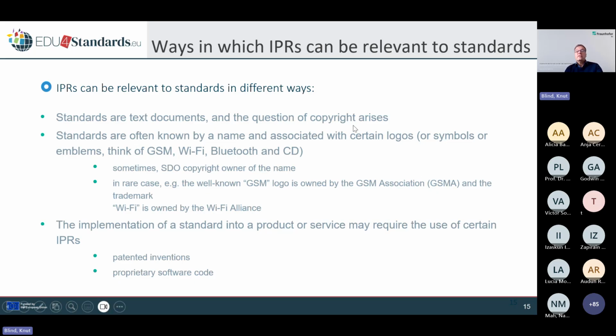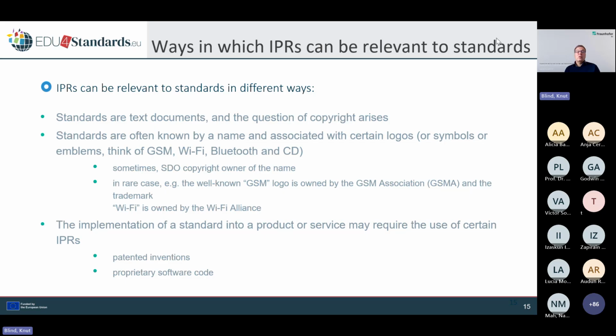Then some standards bodies also link their standards to specific names or logos and symbols. And here, terms like GSM, Wi-Fi, Bluetooth. And here, for example, IEEE owns different trademarks.